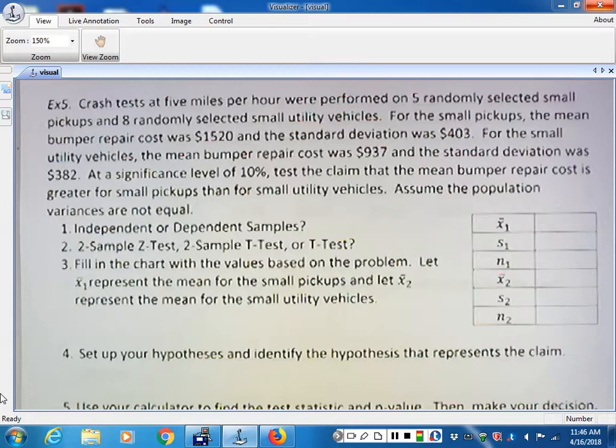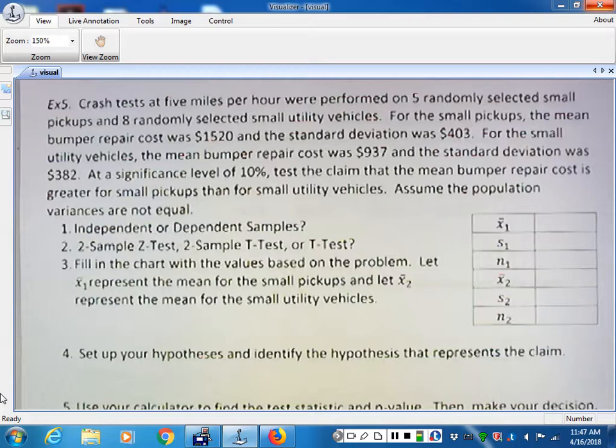So this is two-sample hypothesis testing, and this is an example from your notes, example 5. So we need to see what we know, and then how we can use what we know.